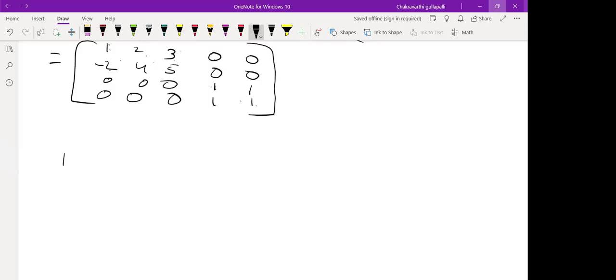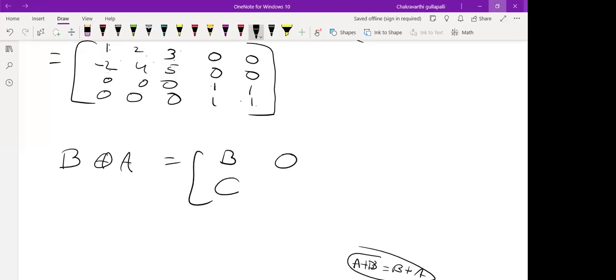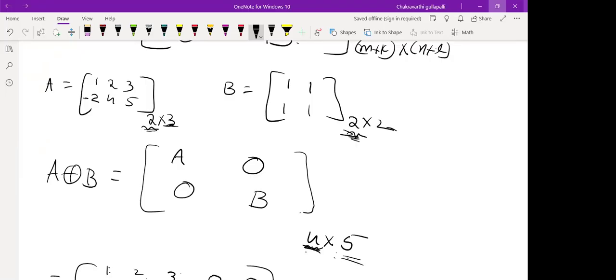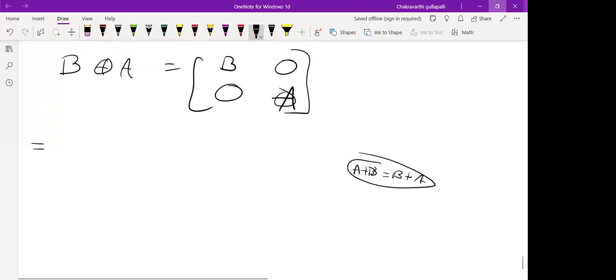Next question comes, what is B plus A? Is A plus B equal to B plus A? You know that in ordinary addition, A plus B is B plus A. But it is not ordinary, direct. So A plus B and B plus A are different. A plus B means first you have to write A, then B. If it is B plus A, B, 0, 0, 0. What will be the order? B is of order 2 plus 2, 4, 2 plus 3, 5. The order will be the same, 4 by 5 matrix.